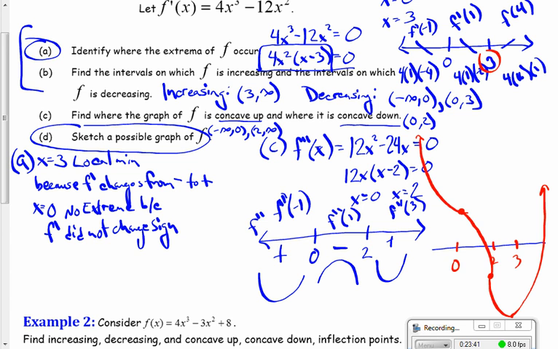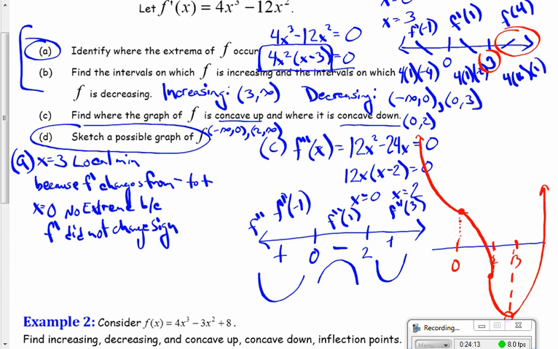Now, the vertical alignment of that graph doesn't matter at this point. It can be anywhere vertically. But the key here is your first concavity change has to happen at 0. Your second concavity change has to happen at 2. And your min value has to happen at 3. It goes back up because at the end of the graph, the slope is positive, and I've got a min at x equals 3. Okay?